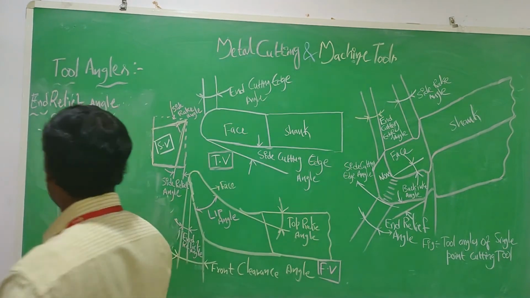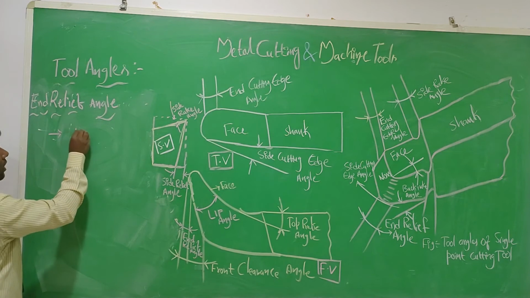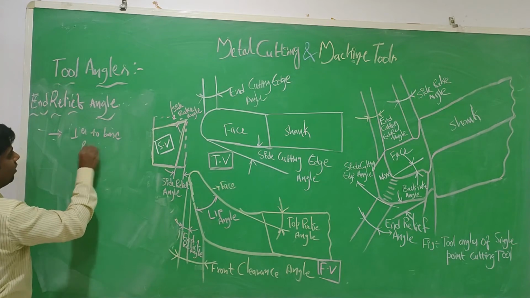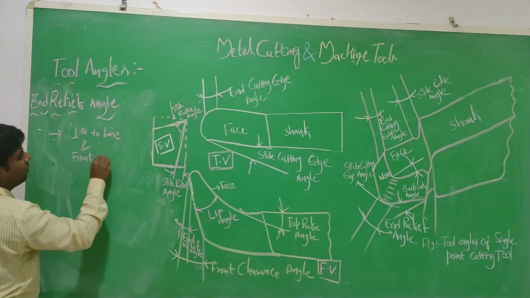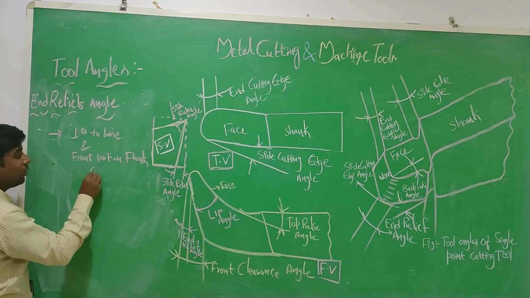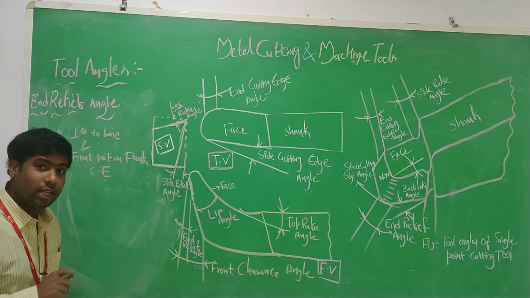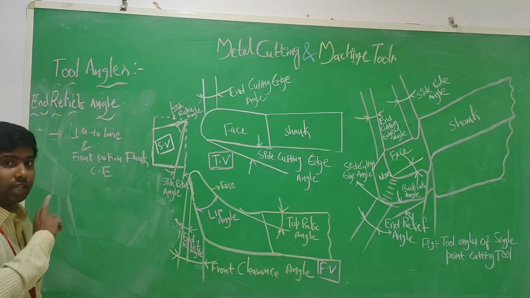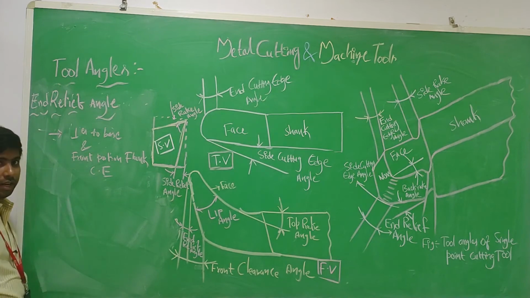Okay, friends. What does end relief angle mean? It is the angle between a plane perpendicular to the base and the front portion of the flank, or end portion of the flank, immediately adjacent to the cutting edge. But if it is immediately adjacent to the base, that is called the clearance angle. That is a major difference you can observe. So that is the end relief angle.